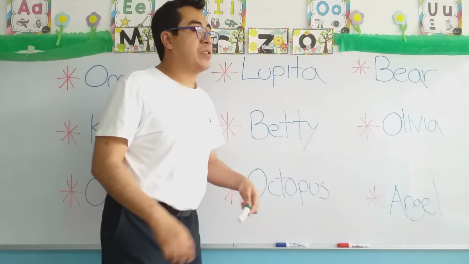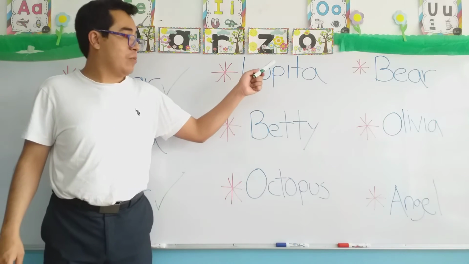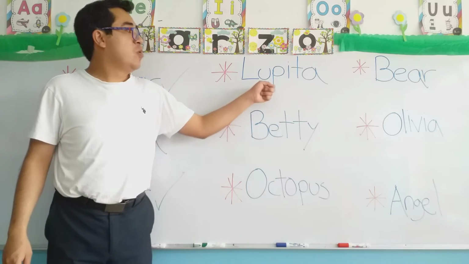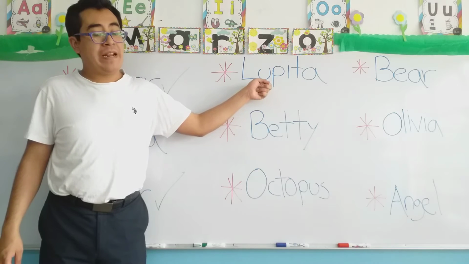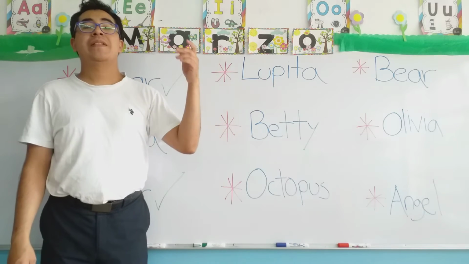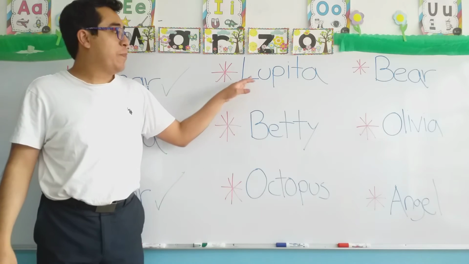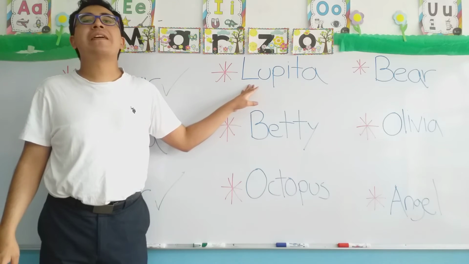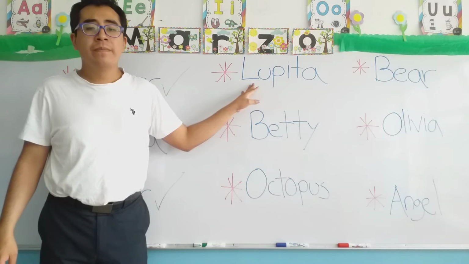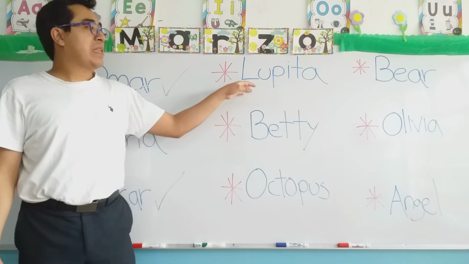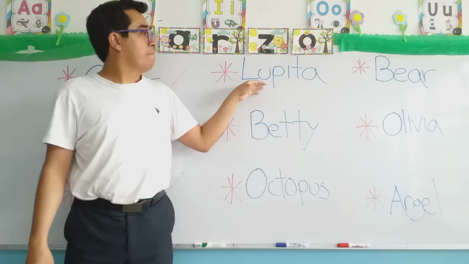Let's continue with the second row. Pasamos con la segunda fila. We have Lupita. And the name of a person, Lupita, the name of a girl, nombre de niña. Now, Lupita, does it have capital O? ¿Va a tener capital O, Lupita?